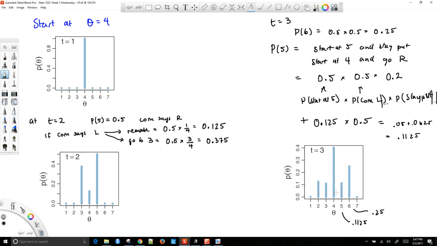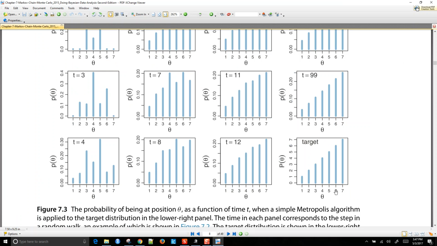And when we use these transition rules, this Metropolis algorithm, what ends up happening is that the stationary distribution, meaning where we end up after applying all of these transition rules over and over and over again, will look like the target distribution.